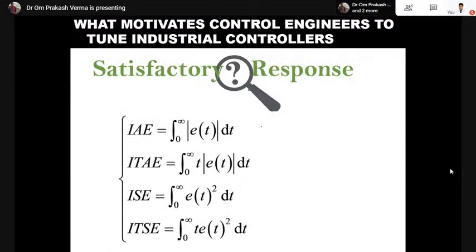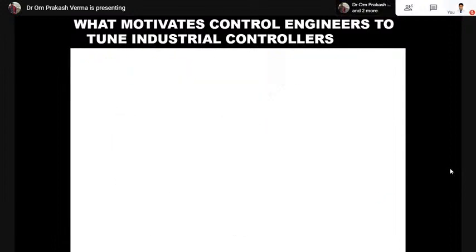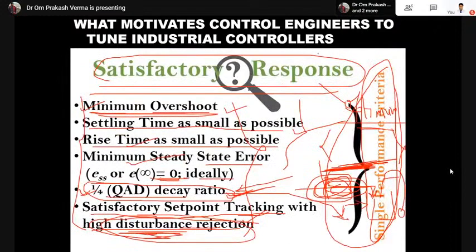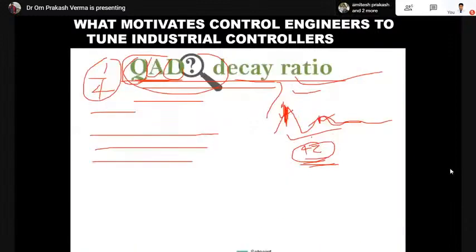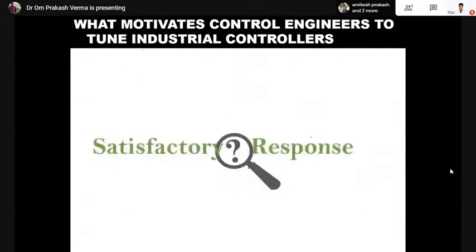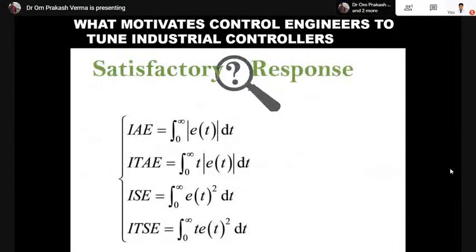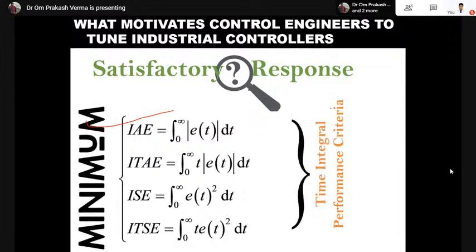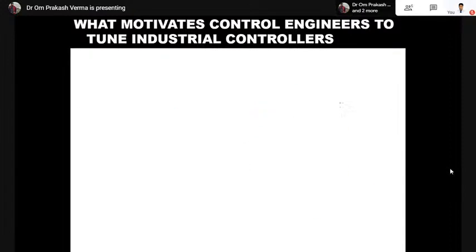Now, another satisfactory response criterion mentioned here is known as a single performance criterion. This depends on a single performance measure. However, the other performance criterion given here is the multiple, or you can say the time integral performance criteria, and this one is the multiple.